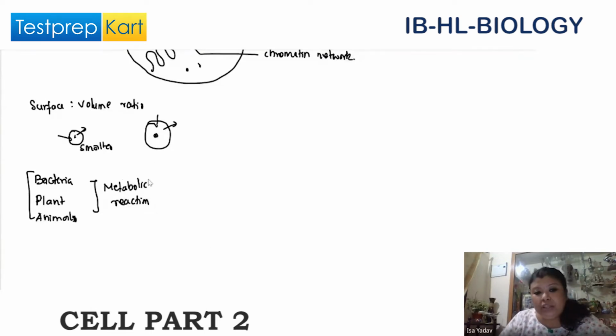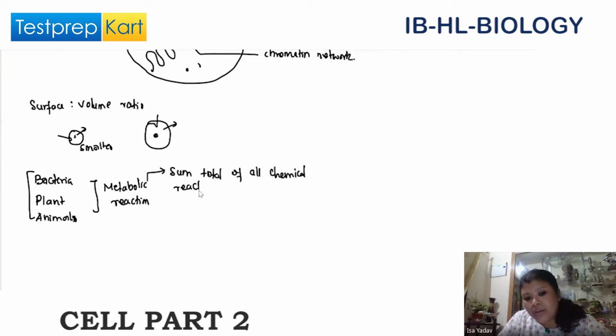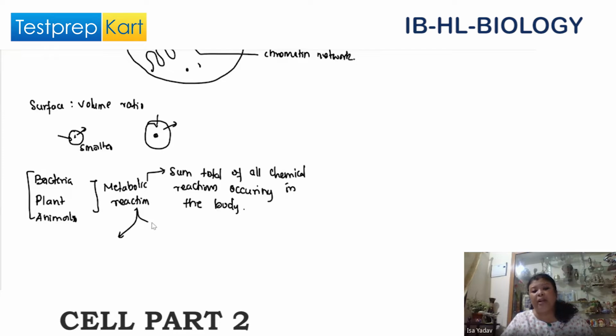So let's see, metabolism. It is defined as the sum total of all chemical reactions occurring in the body. The total chemical reactions occurring in the body. Metabolism can be of two types. One is called anabolism, and another is called catabolism.